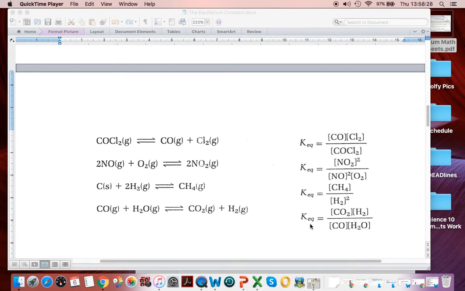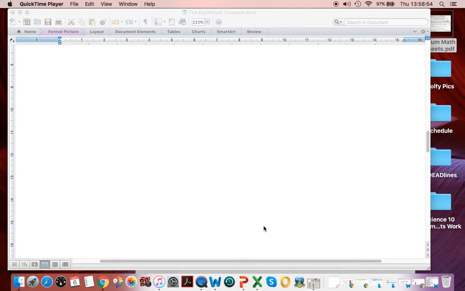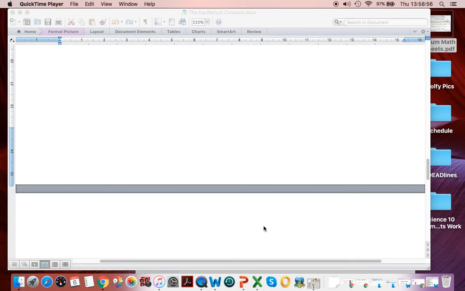Anytime you have a Keq value of over 1,000, that means it's strongly shifted to the right. If you have a Keq value of under 1/1000th, that means it's strongly shifted to the left, to the reactants. And if it's in between those two numbers, 1/1000th and 1,000, then it's a fairly balanced chemical equilibrium. You're going to have a fair amount of products and reactants. And we'll just do a few more examples.